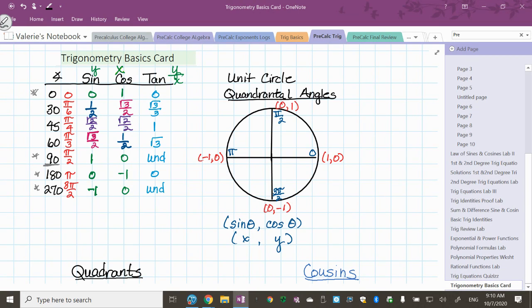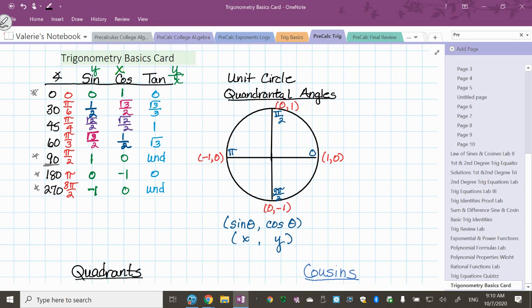Now, tangent is y over x or sine over cosine. So you can go through with those green ones and divide through. You'll get 0 at 0 and 180, and then undefined at 90 and 270. So that's what's in blue.